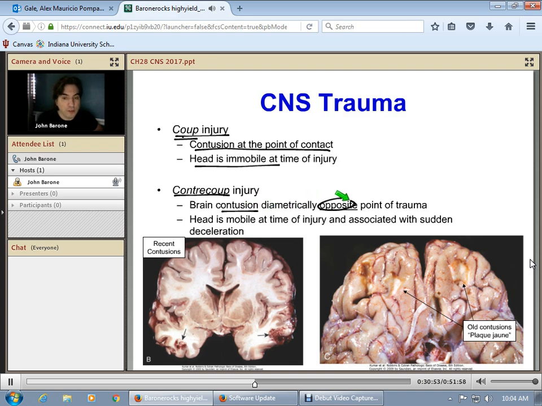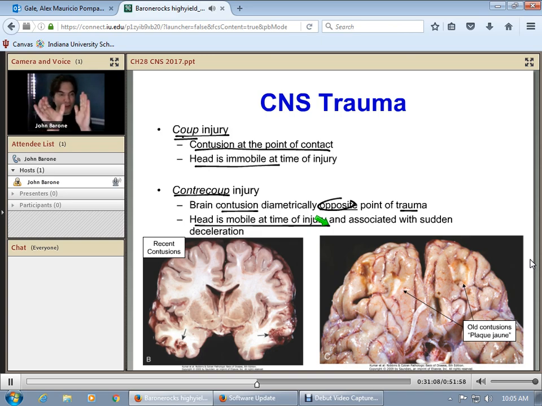Okay, so this is a contusion that's on the opposite side of the trauma. This is when the brain is in motion. It's moving at the time of injury. So it's moving, and then suddenly your car hits the brick wall. Then your brain hits something and stops moving.